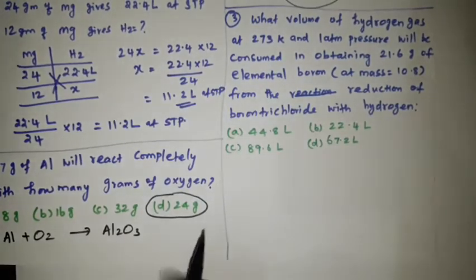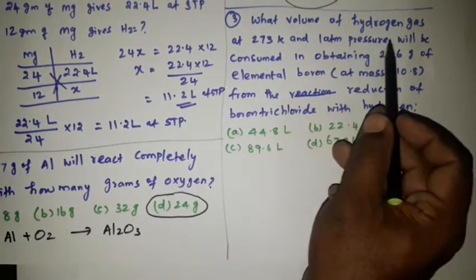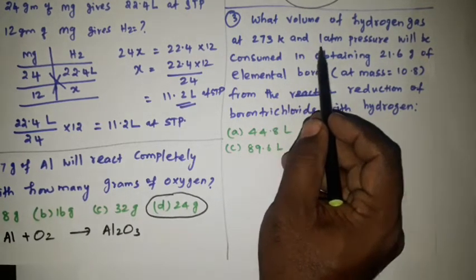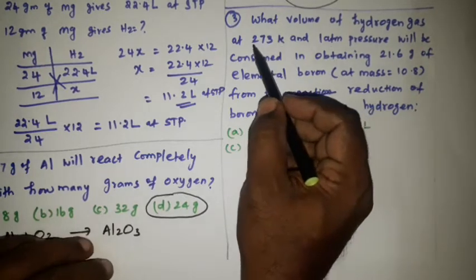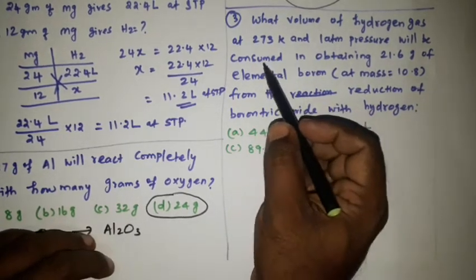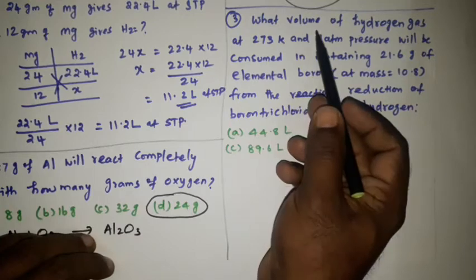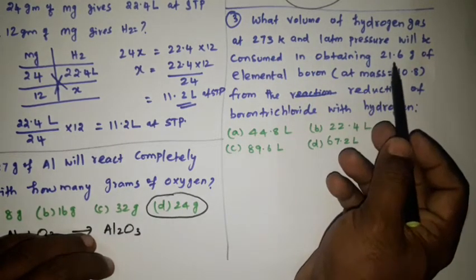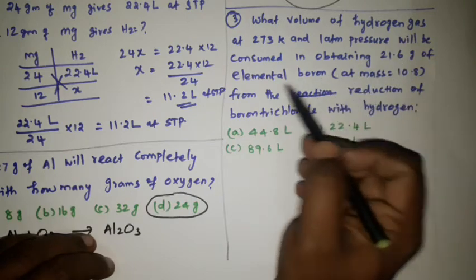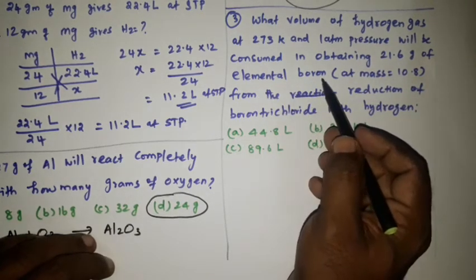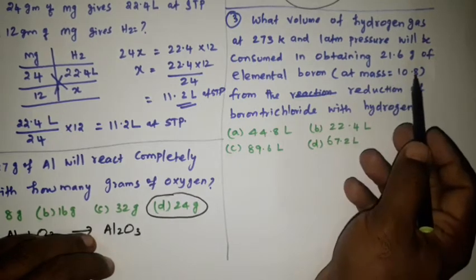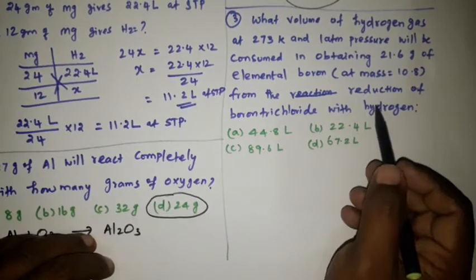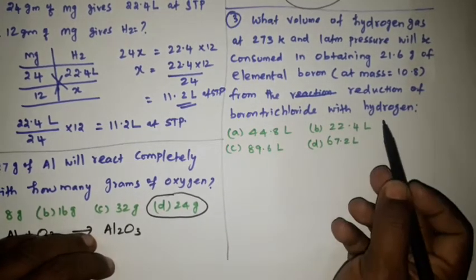Now question number 3. What volume of hydrogen gas at 273 Kelvin and 1 atm pressure will be consumed? This is the condition. So we are going to calculate the volume of hydrogen consumed in obtaining 21.6 gram of elemental boron. The boron atomic mass is 10.8 gram, from the reduction of boron trichloride with hydrogen.